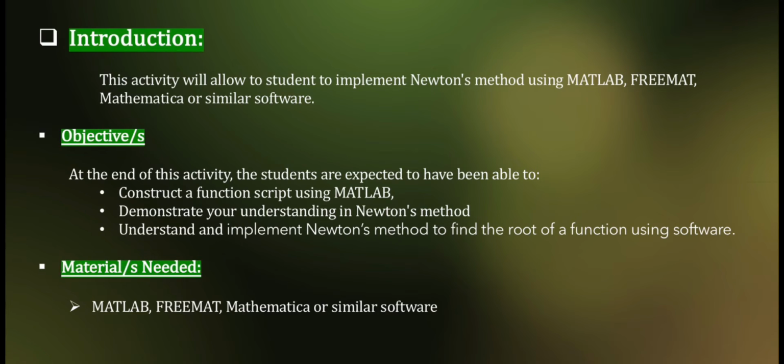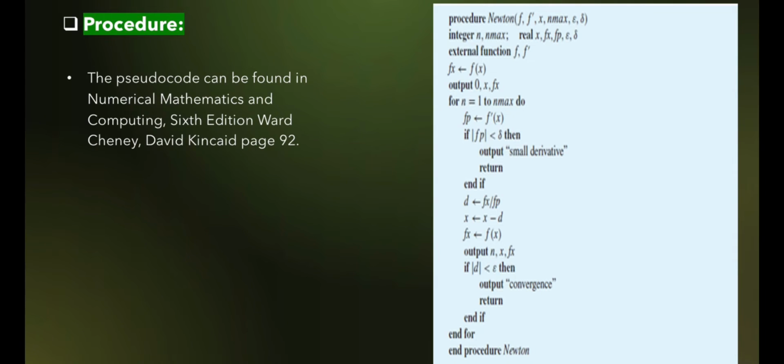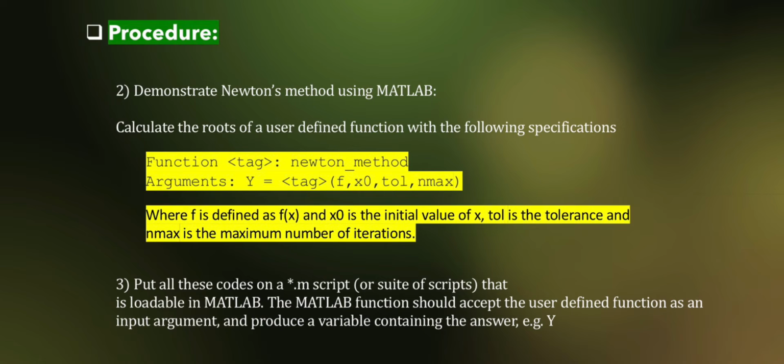The materials needed are MATLAB, Mathematica, or similar software. Procedure number 1: the pseudocode can be found in Numerical Mathematics and Computing, 6th edition, by Ward Cheney and David Kincaid, page 92. Procedure number 2: demonstrate Newton's method using MATLAB and calculate the roots of a user-defined function with the following specifications.